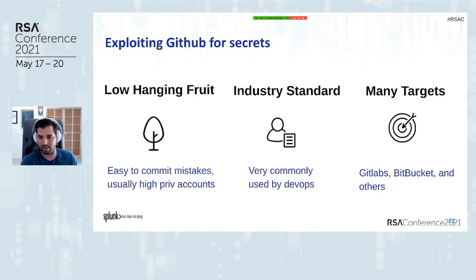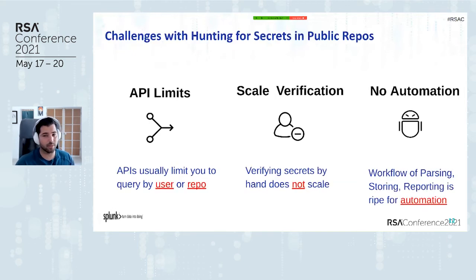But again, in our demo today, when we showed the example, we kind of picked on GitHub, but there are a lot more targets out there, right? Like GitLab, Bitbucket, and other basically revision control systems as a service that you can leverage and exploit for leaked credentials.